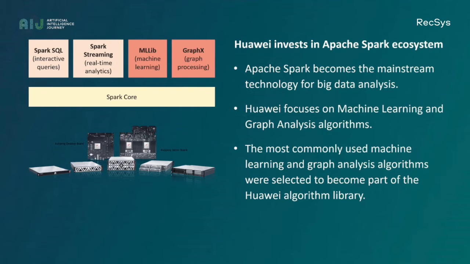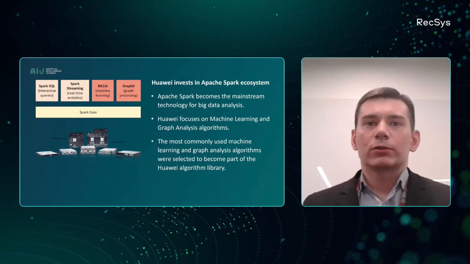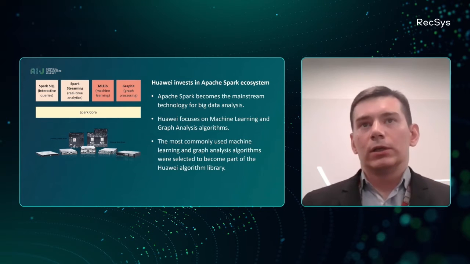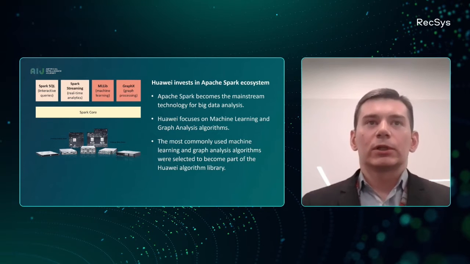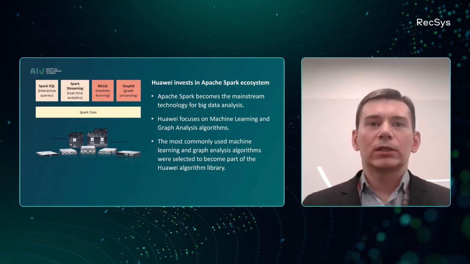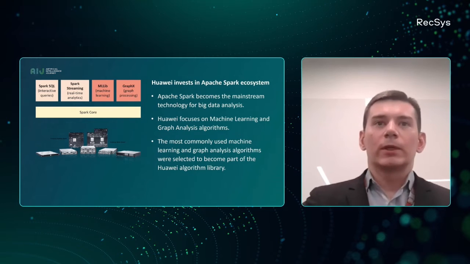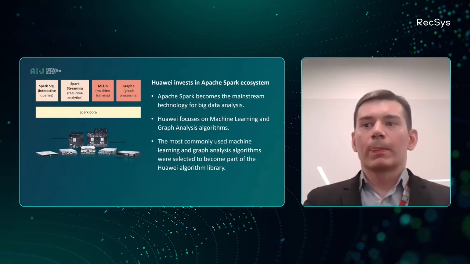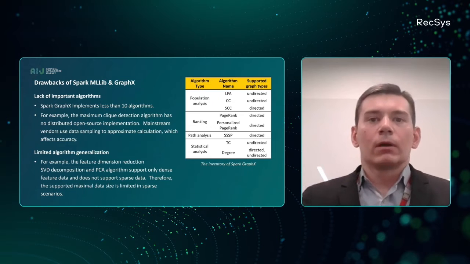And here we have taken Apache Spark. At least in our project we use Apache Spark streaming, and we think that Spark has long proved to be a mainstream technology for big data analysis. Many customers use Apache Spark. Accordingly, Huawei here focuses on the machine learning libraries and graph analysis algorithms. We would like to improve them, develop them, and of course make them more usable.